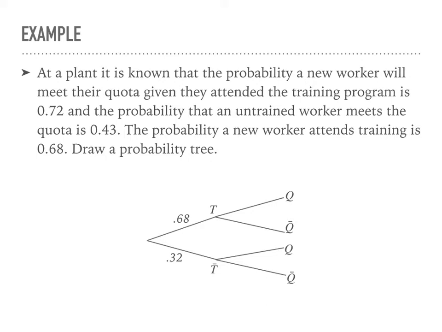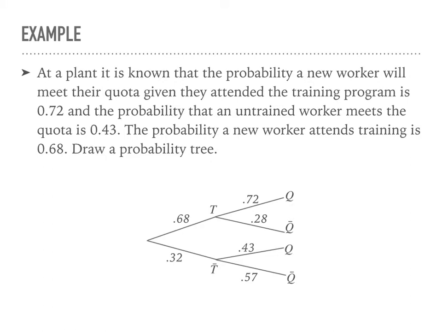Now, we have to think about meeting quota and not meeting quota, both for trained workers and untrained workers. Reading back through our problem, we see that trained workers meet their quota with a probability of 0.72. So that means trained workers do not meet their quota with a probability of 0.28. Doing the same for untrained workers, the probability an untrained worker meets their quota is 0.43, and the probability that an untrained worker does not meet their quota is 0.57.